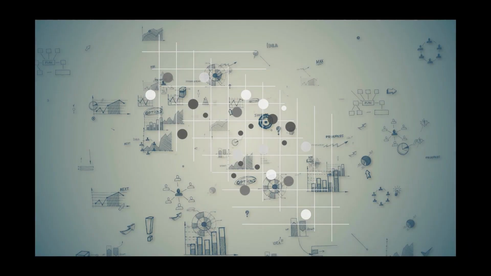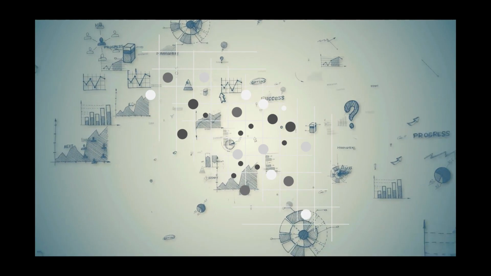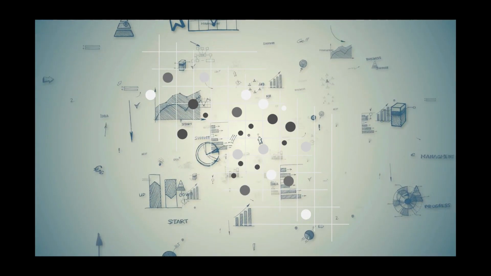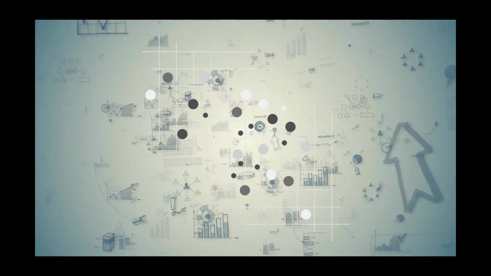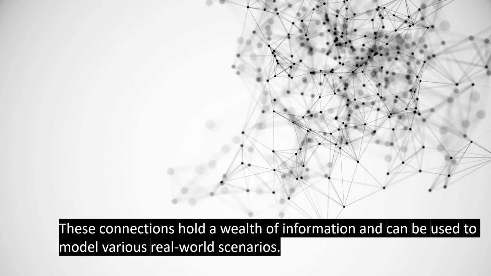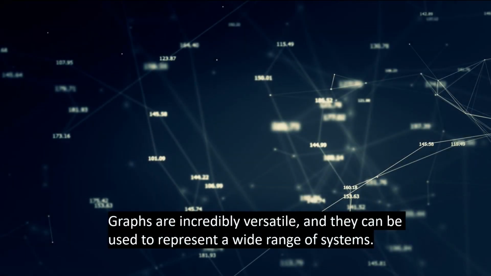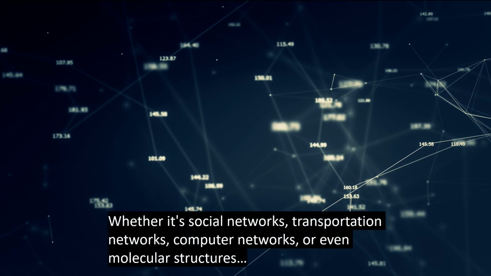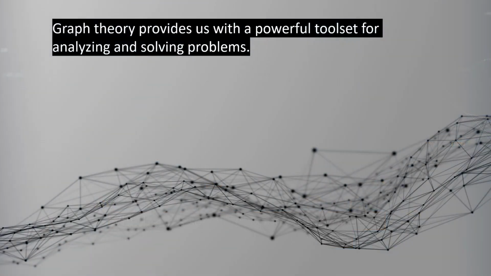Graph theory, in its simplest form, is the study of graphs. Now, I'm not talking about those bar graphs and pie charts we often encounter in data analysis. In mathematics and computer science, a graph is a collection of nodes or vertices, connected by edges or arcs. These connections hold a wealth of information and can be used to model various real-world scenarios. Graphs are incredibly versatile, and they can be used to represent a wide range of systems. Whether it's social networks, transportation networks, computer networks, or even molecular structures, graph theory provides us with a powerful toolset for analyzing and solving problems.